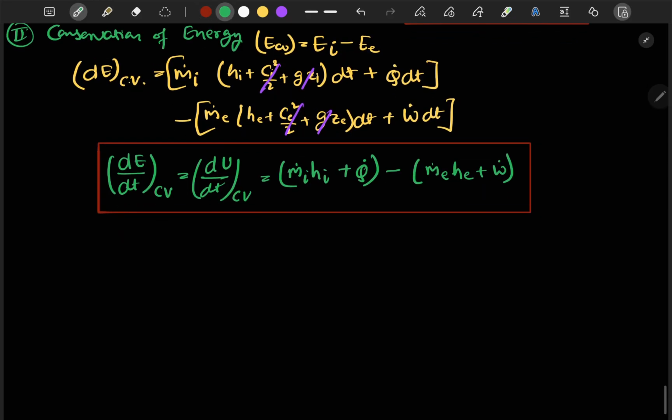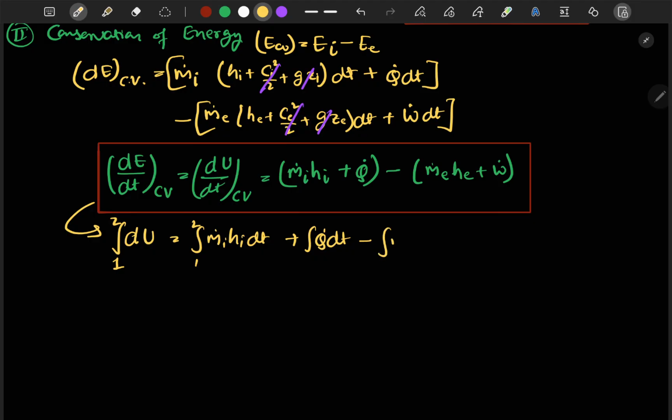Now we can directly integrate this equation and further derive it. If we integrate, we get the integration of dU from 1 to 2 equal to the integration of m dot i h_i dt from 1 to 2, plus the integration of Q dot dt, minus the integration of m dot e h_e dt, minus the integration of W dot dt.